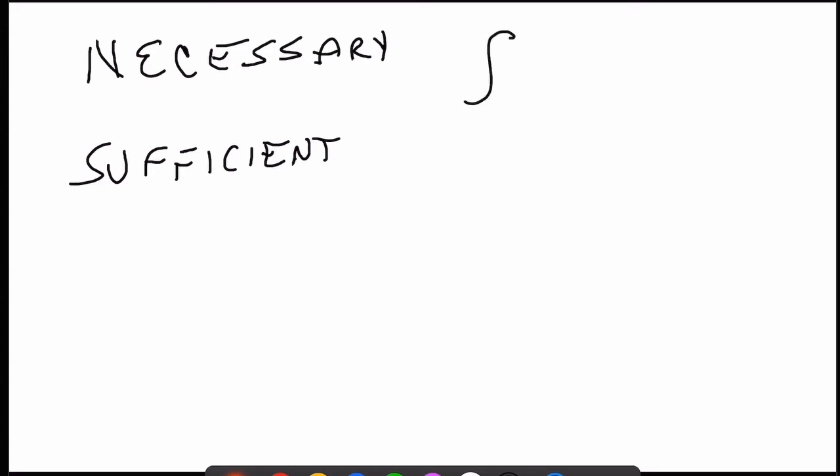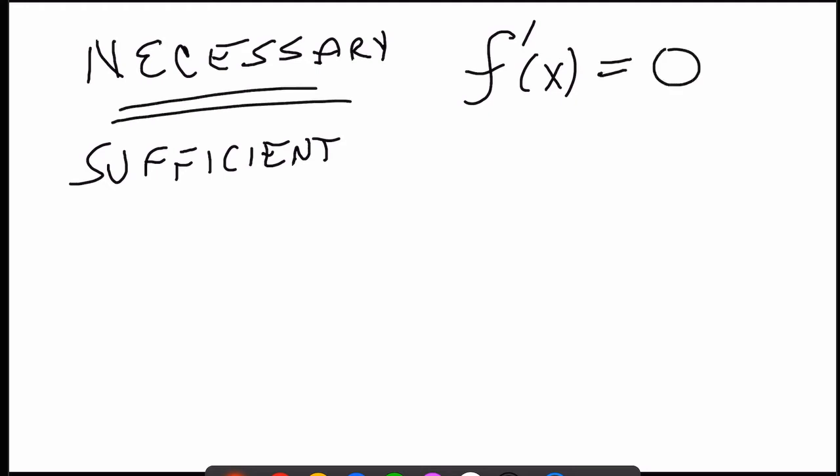The first derivative of our function equal to 0. That's the necessary condition. It has to be equal to 0 for us to find the min or the max. Has to be. Okay? But by itself, it might not be sufficient. It might be an inflection point. It might be that we're looking for the global whatever, right? Might not be.